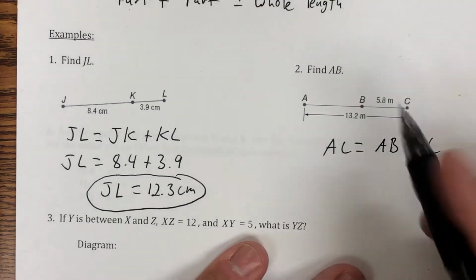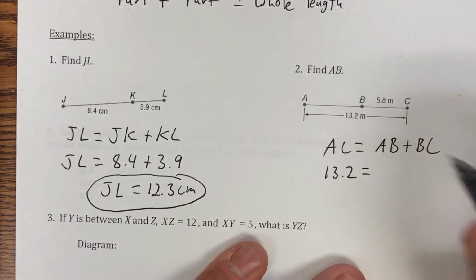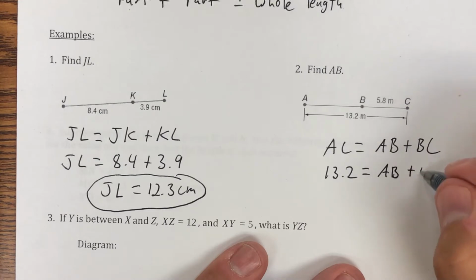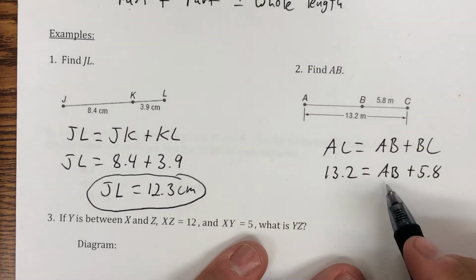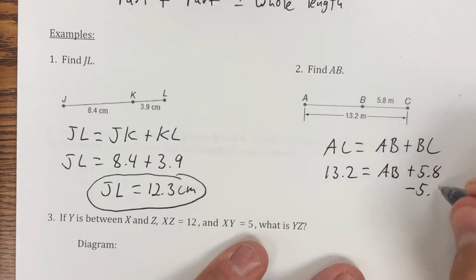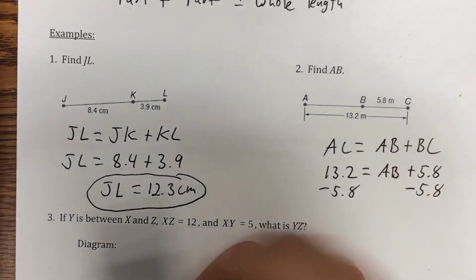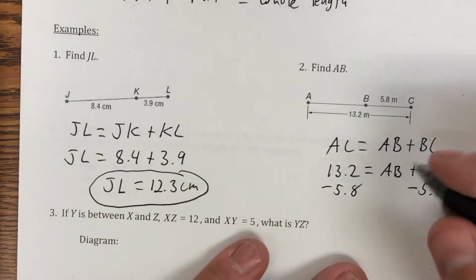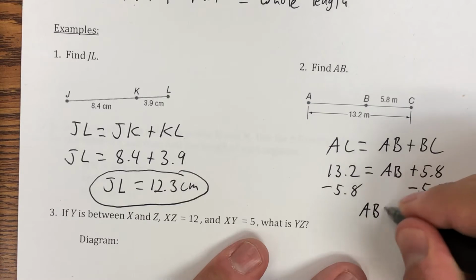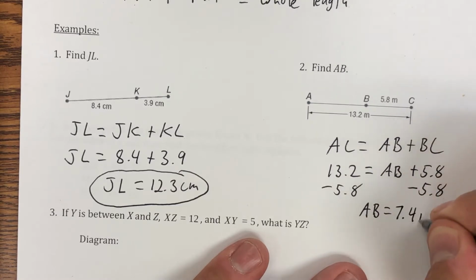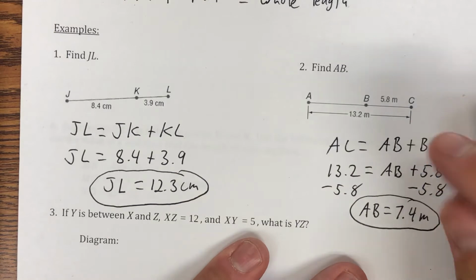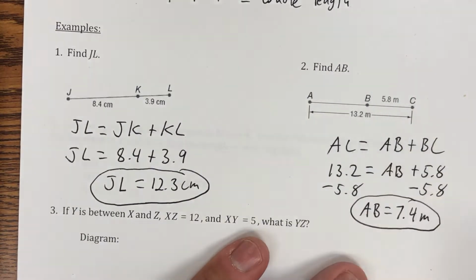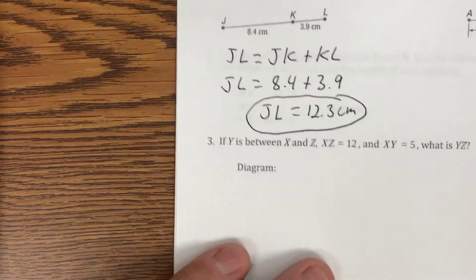In this case, A to C is equal to 13.2. AB, we do not know. That's what we're finding. BC is 5.8. Then I could solve the equation for AB by subtracting 5.8, and we will get our solution. 13.2 minus 5.8 is 7.4. So AB is equal to 7.4, and we are in meters. Like I said, you do not need to write out this entire equation every time you do a problem. You can just take 13.2 minus 5.8. That's okay.